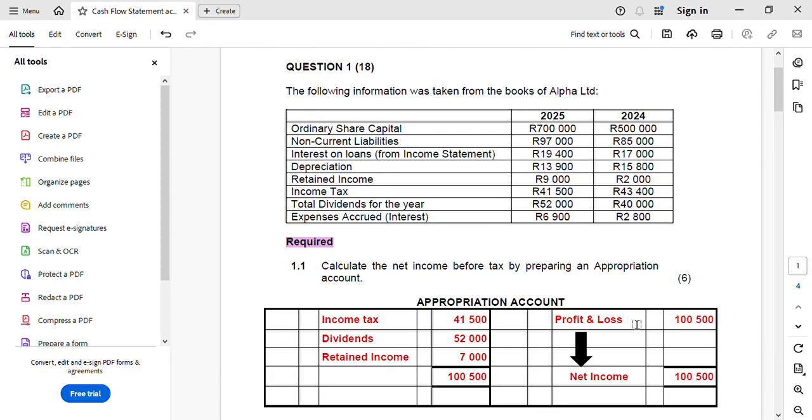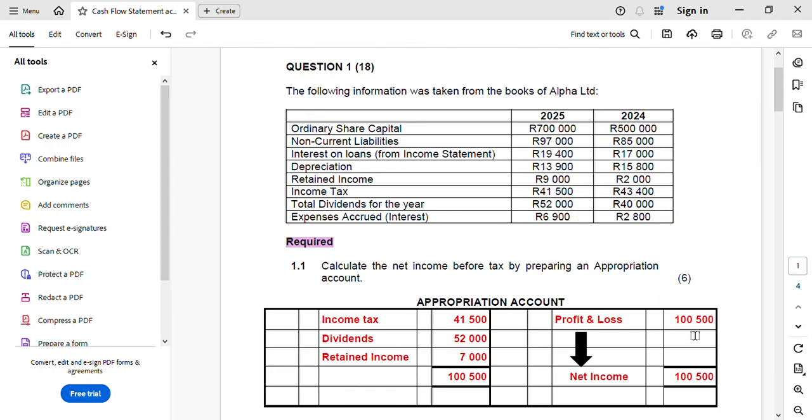So we start off by filling in our expenses that go in the appropriation account, which is our tax for the year, 41,500, and our total dividends for the year of 52,000. If you look at retained income, it's increased from 2,000 to 9,000, which means the retained income for the current year is 7,000. It would be credited in the retained income account, and when you add it to the 2,000, you get to that 9,000.